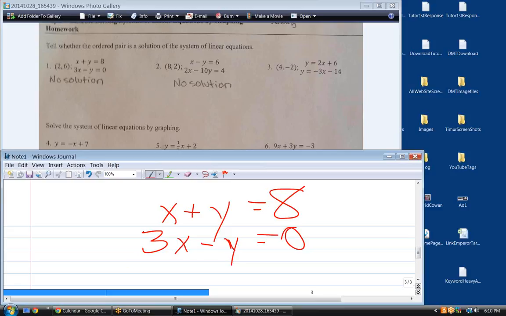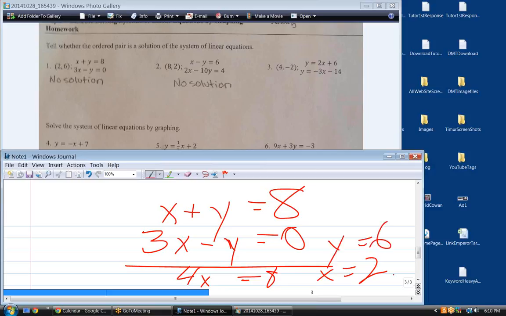Notice I can add these two equations, and what do I get? 4x equals 8. That makes x equal 2. y must be 6. That has a solution: 2 comma 6. Now, what she wanted as an answer here was yes or no, not no solution. No solution has a very specific meaning. It means that there is no solution at all. What she wants to know is, is this a solution?